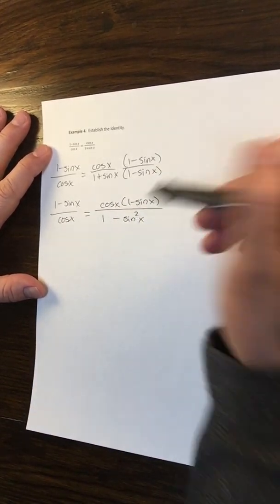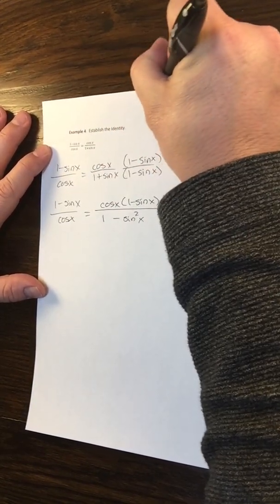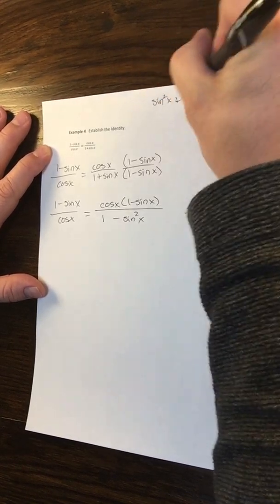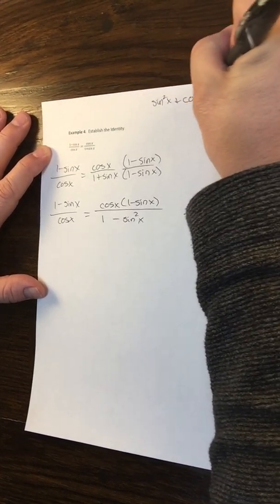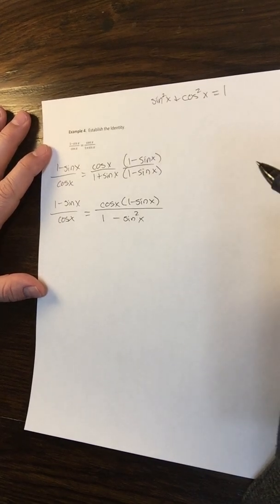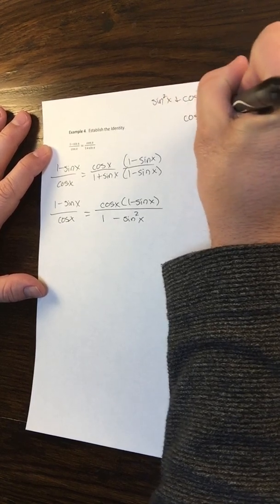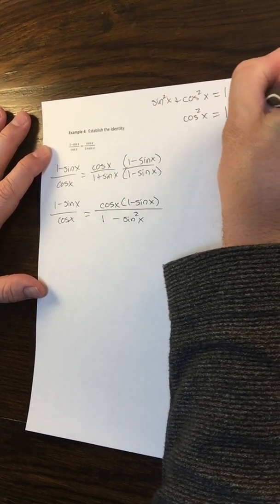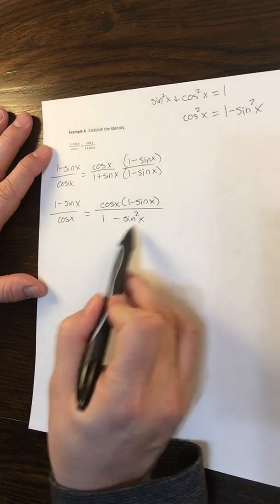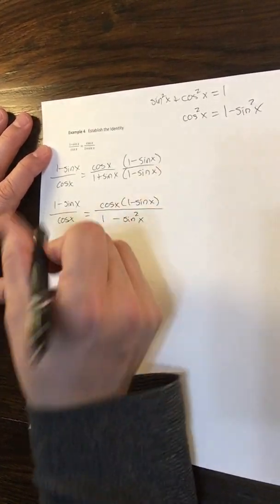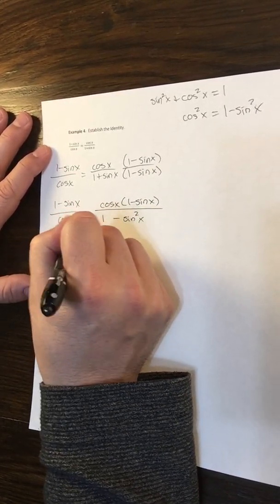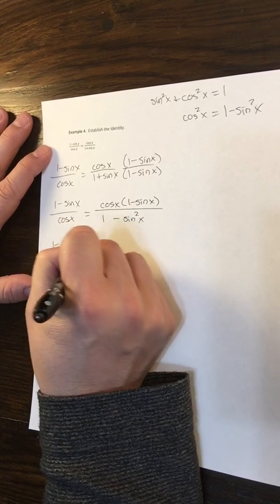Now, the 1 minus sine squared you've seen before, okay? If sine squared x plus cosine squared x is actually equal to 1 in the Pythagorean identity, then this 1 minus sine squared can be found by subtracting. So cosine squared x is actually equal to 1 minus sine squared x. I can replace this denominator with that. That's pretty much going to put a cap on this thing. I'm going to be done in about 10 seconds here.